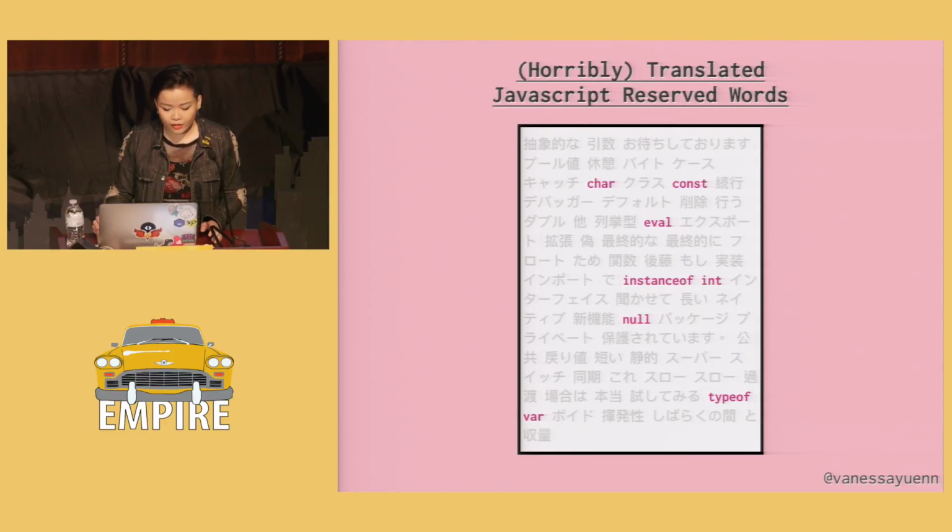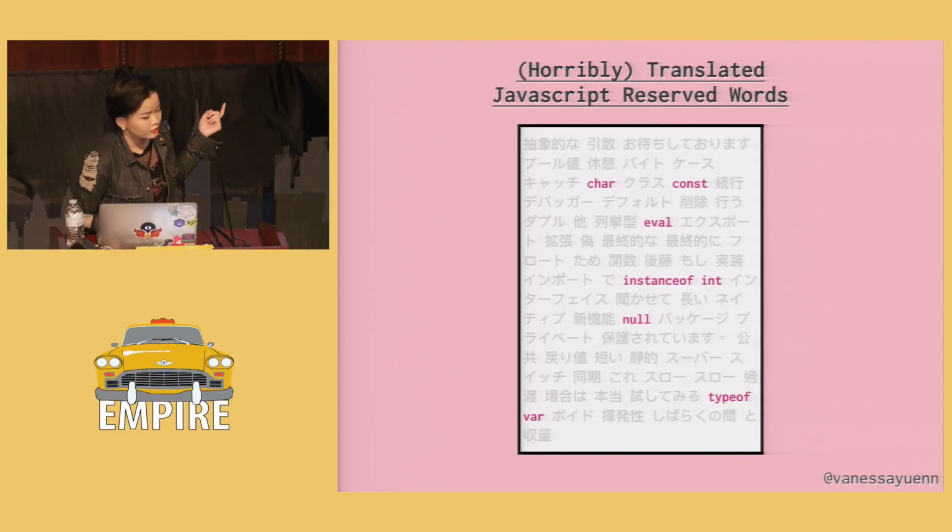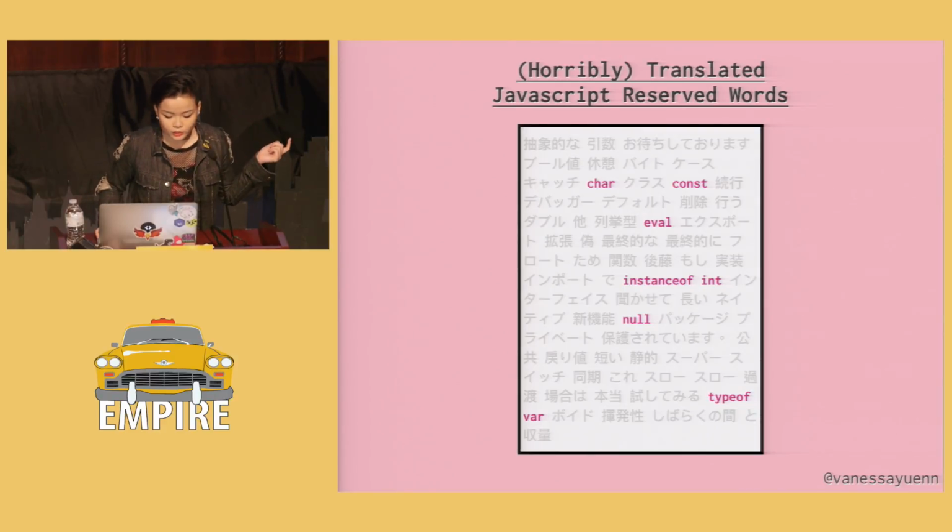And that doesn't end there. There are a few words here that did not even get translated by Google Translate because they're not really English words. For example, there's char derived from character, const derived from constant, eval from evaluate. To you, that is probably super straightforward, but if you already have trouble understanding English, that's one extra layer of abstraction.